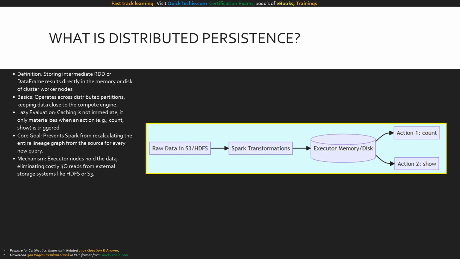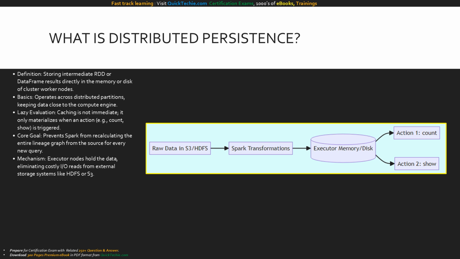It is critical to understand that caching is a lazy operation in Spark. Just calling the cache method in your code does absolutely nothing until a physical action, like a count or show, triggers the actual materialization of the data. We are keeping the data exactly where the compute happens, avoiding heavy network I/O and saving massive amounts of processing time. Let's walk through this flowchart together to truly understand the architecture of persistence.